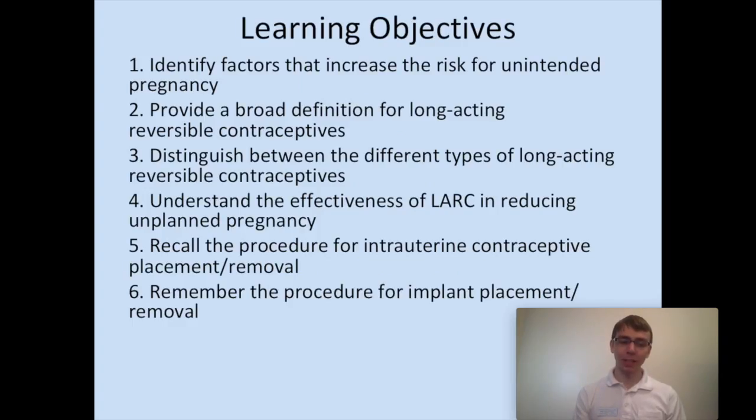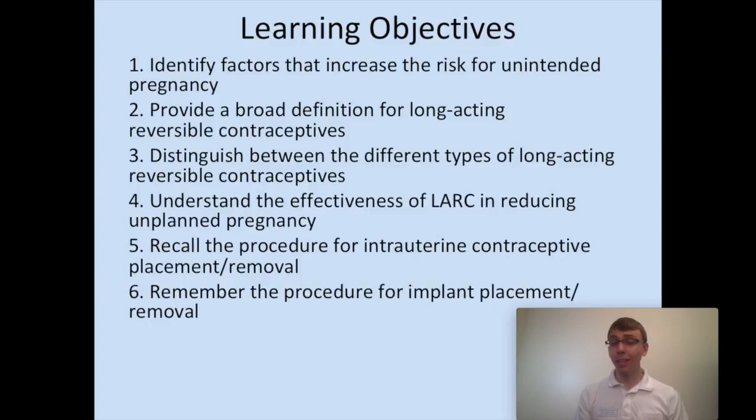This PowerPoint is geared towards a specific population at risk. And when I say population at risk, I'm really just saying it's geared towards a specific group of people. It's meant to benefit them. And the group of people that I'm talking about is females at risk for unintended pregnancy. So hopefully, education about long-acting reversible contraceptives will reduce the risk for unintended pregnancy. That is the goal.